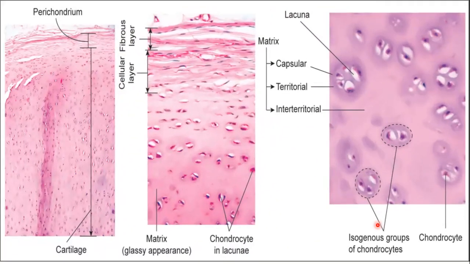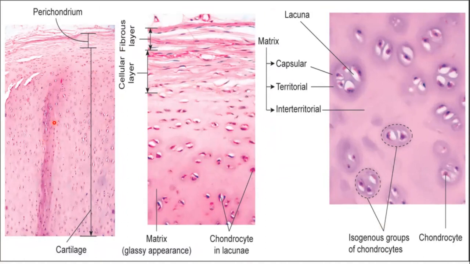Okay, now let's have a look. First, you can see the perichondrium here. From here up to there, it has an outer fibrous layer and an inner cellular layer. That is why it is a fibrocellular covering. Then on the inner cellular layer, here you can see the chondroblasts.